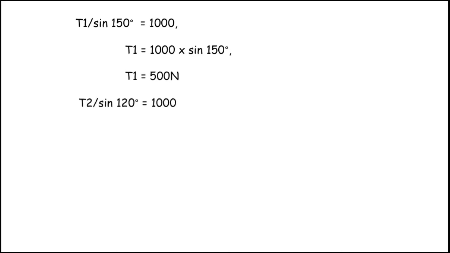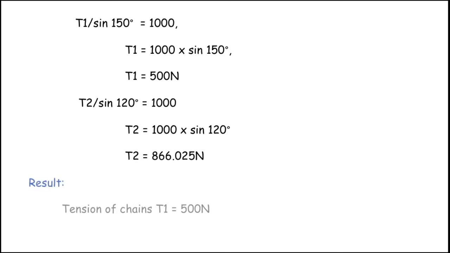Now I take T2 by sin 120 equal to 1000, and also I transfer the sin 120 from left to right, it becomes the product of 1000. So T2 equal to 1000 into sin 120. So T2 equal to 866.025 Newton. Now we are going to write the result. So the tension of chains T1 is 500 Newton and T2 is 866.025 Newton.